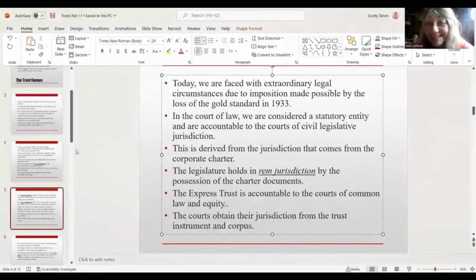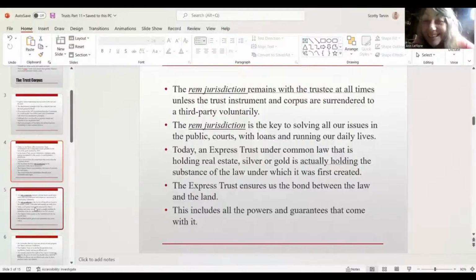Did we lose the document? No, that's 4 right there. That's where we're at. This is 5.